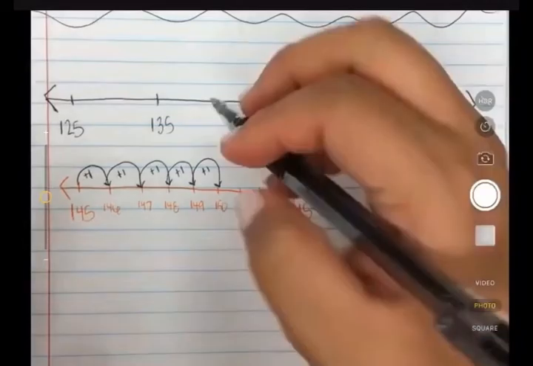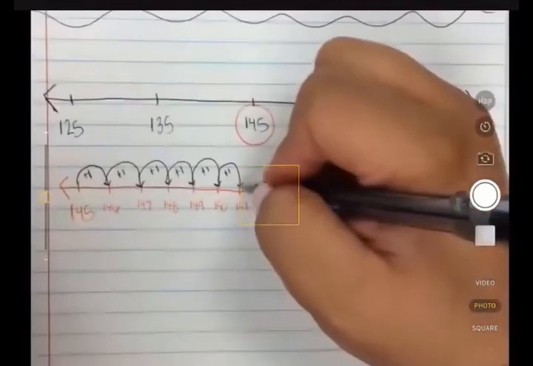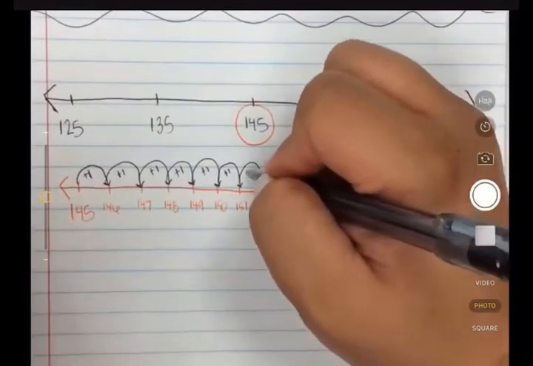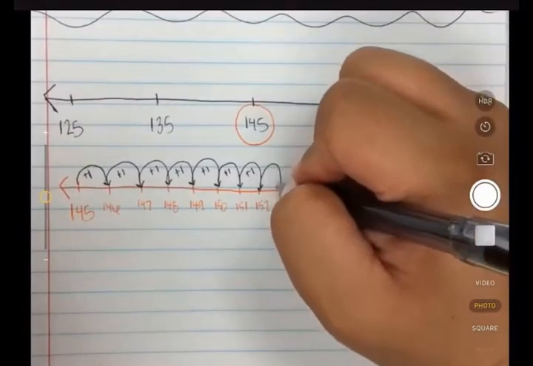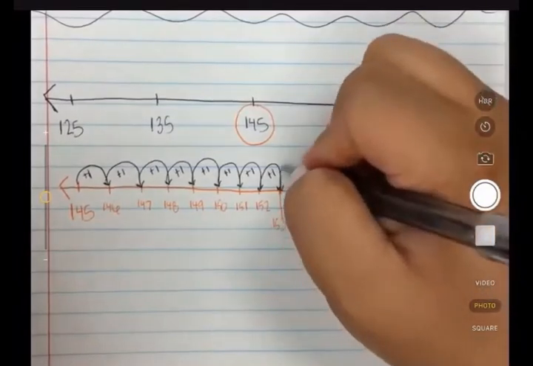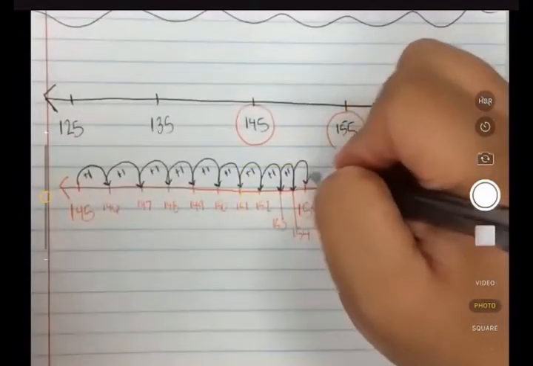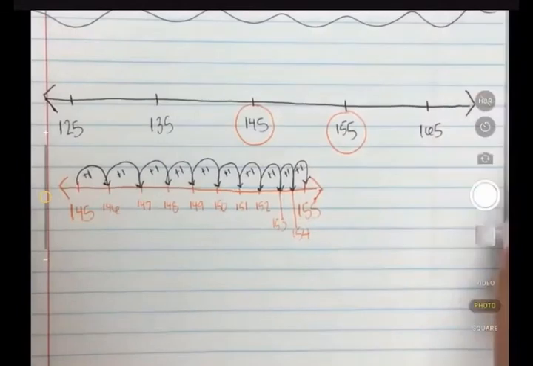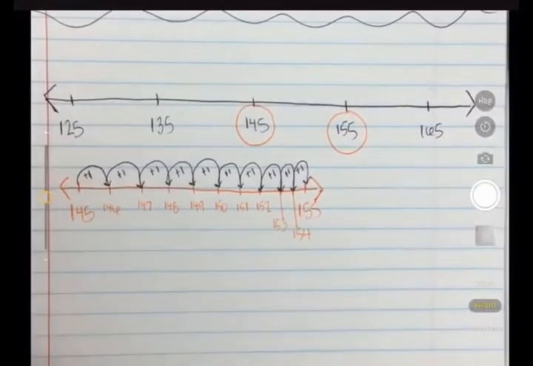All right. 150 plus 1 is 151. 151 plus 1 is 152. 152 plus 1 is 153. 153 plus 1 is 154. And 154 plus 1 is 155. Now, in the chat, I want you to tell me how many hops did it take us to get there? Count them. Remember, don't count the numbers, count your hops.